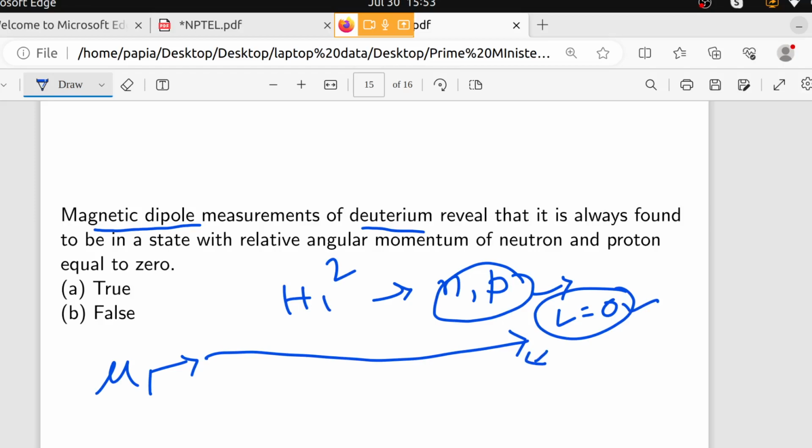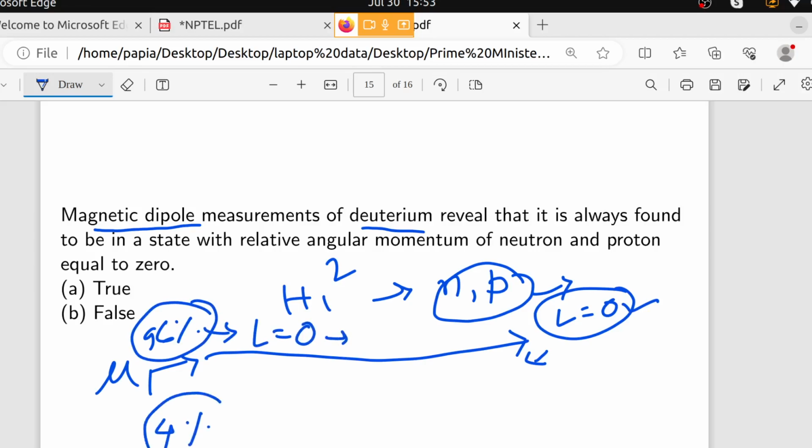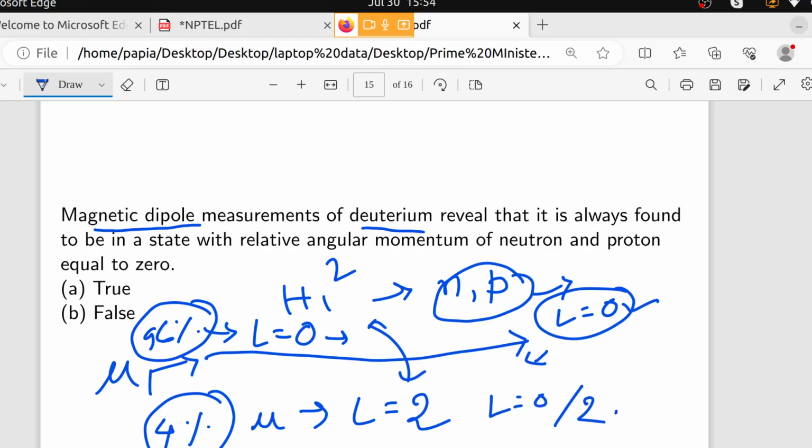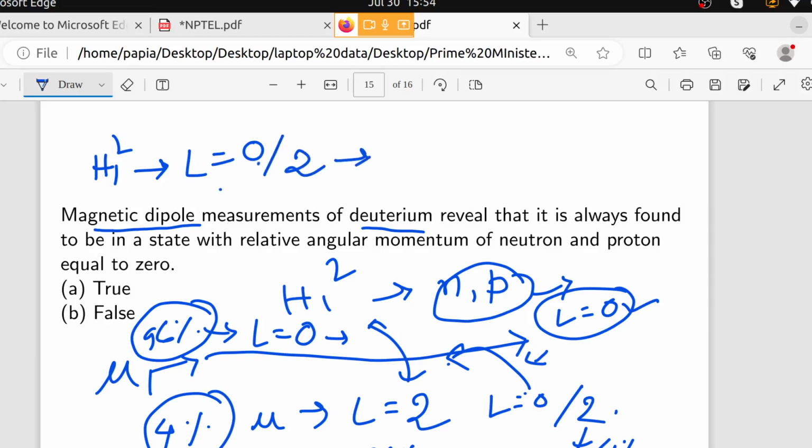This statement is false, because 96% of mu is coming from L equals to 0, but 4% of mu is coming from L equals to 2, as there are two values of L. That means L can have 0 or 2. So from that L equals to 0 contribution, mu is coming as 96% of this value, and for 2 it is coming as 4% of the total value. That means the deuterium is a mixture of these two angular momentum 0 and 2. It is not that always L equals to 0 will be there.